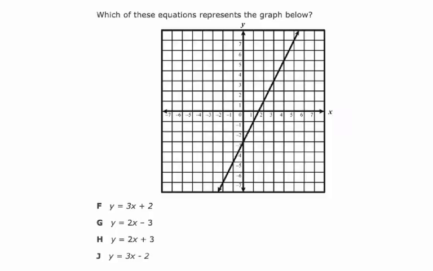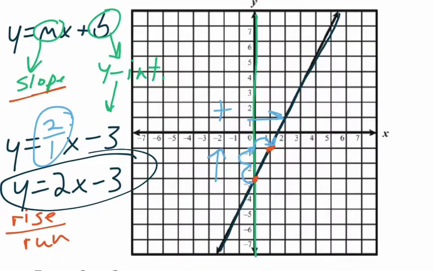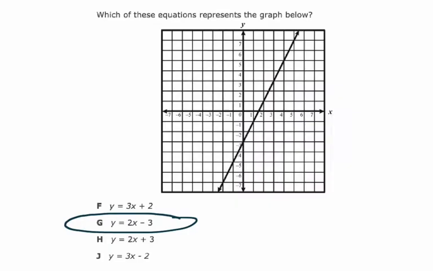Is that an answer choice? y equals 2x minus 3 seems to be that one right there, G. So remember to identify your y-intercept, which is the b, where the graphed line crosses the y-axis, and then the slope, rise over run.